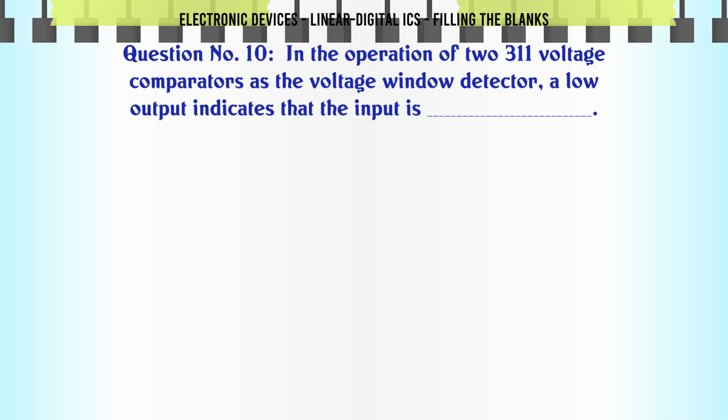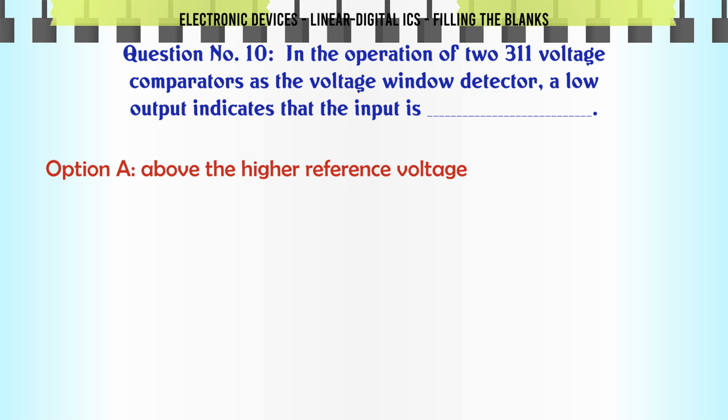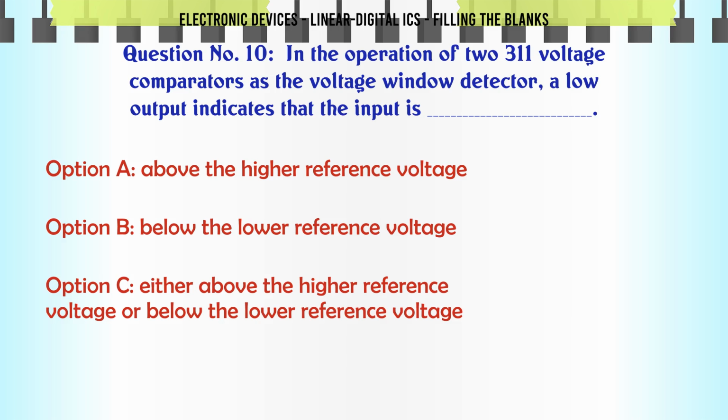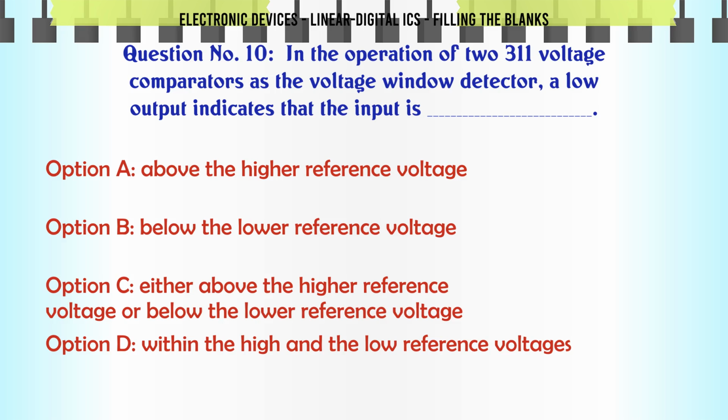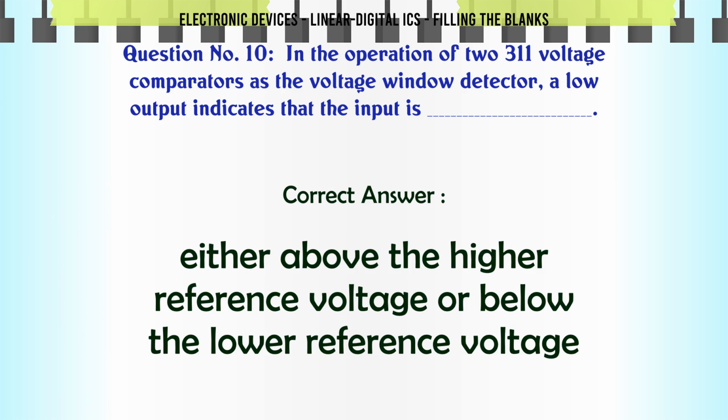In the operation of two 311 voltage comparators as the voltage window detector, a low output indicates that the input is: A, above the higher reference voltage; B, below the lower reference voltage; C, either above the higher reference voltage or below the lower reference voltage; D, within the high and the low reference voltages. The correct answer is either above the higher reference voltage or below the lower reference voltage.